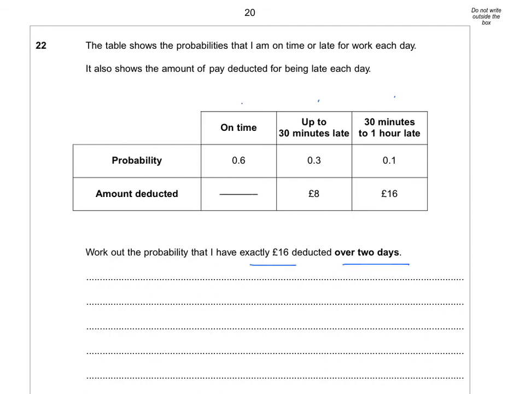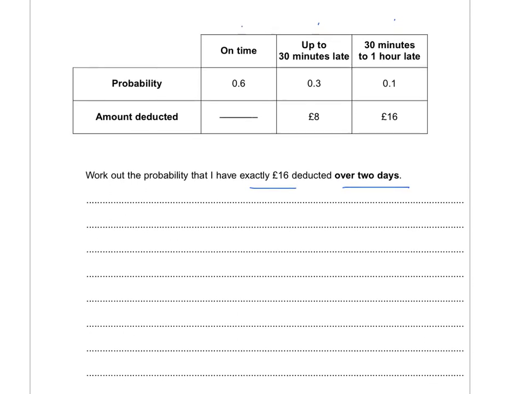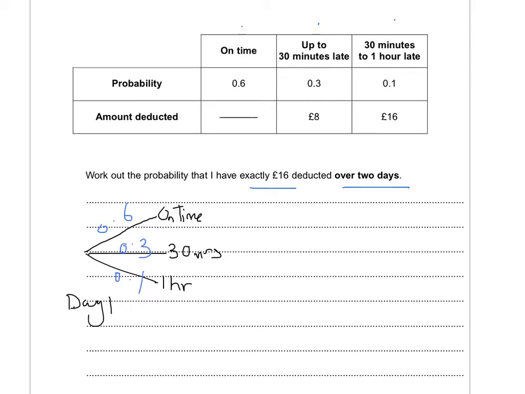Now, as this is a question where multiple events are possible over the course of 2 stages, we need to draw something like a tree diagram to help us keep all the information in order. So, we've got 3 possibilities for day 1. I could be on time, I could be up to 30 mins late, and the third option is 30 minutes to an hour late. We'll just label that as an hour late for simplicity. Now the associated probabilities are 0.6, 0.3 and 0.1.